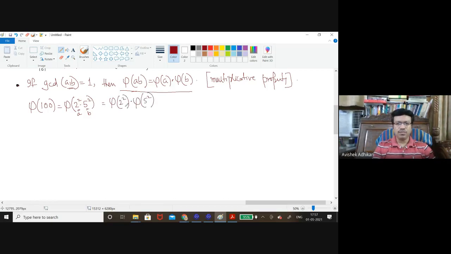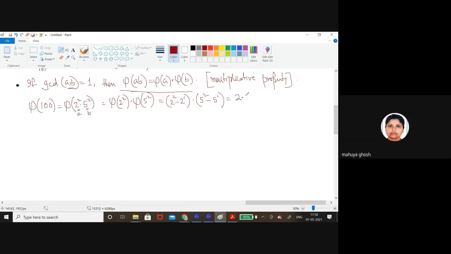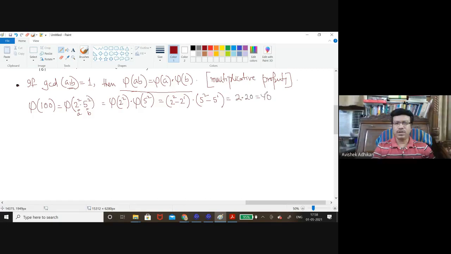Now you know the formula for p square, right? So what is that formula? 2 to the power n minus 2 to the power n minus 1. And for this one, 5 square minus 5 to the power 1. And that gives you the result 2 into 20, and that gives you 40. So that's the important part. Now you can understand what should be the value of, say, phi of 1000.